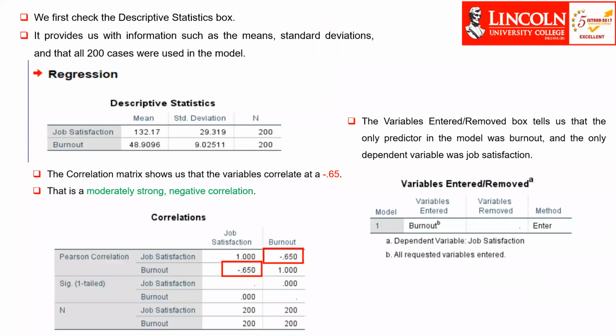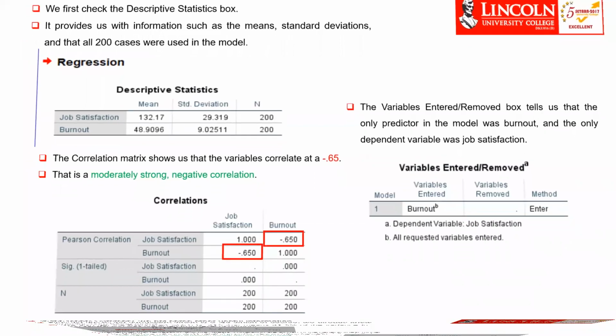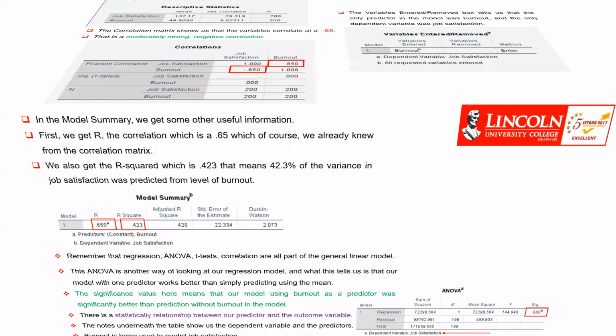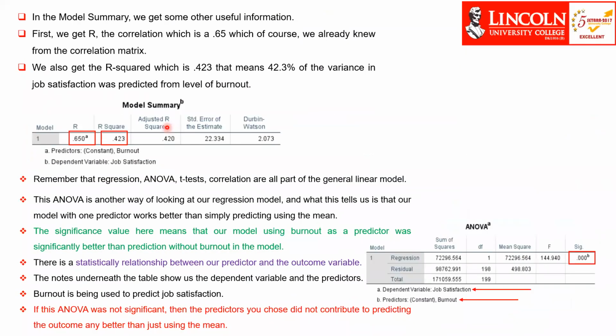Okay. Now, the variables entered/removed table, if you look at this table box, tells us that the only predictor in the model was burnout, and the only dependent variable was job satisfaction. That's what this particular table is telling us. In the model summary, we get some other useful information.